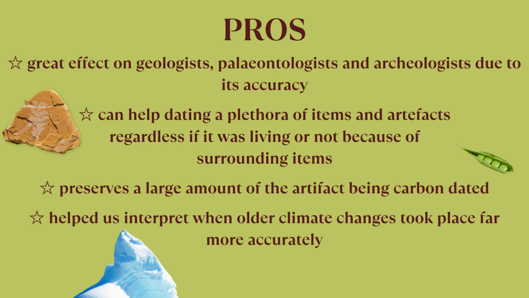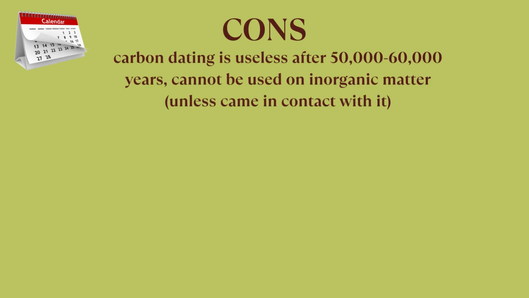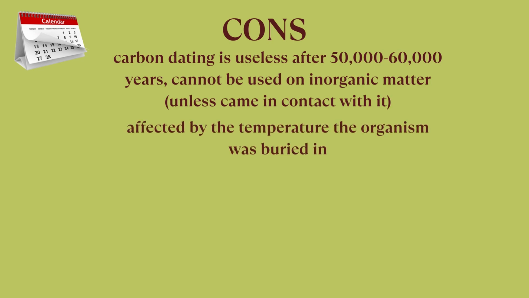What are the limitations and cons to the method? To start off, carbon dating is useless after 50,000 or 60,000 years because so little carbon-14 is left on the sample that calculating age accurately is no longer possible. Carbon dating also cannot be used on inorganic matter, with few exceptions if it came in contact with organic matter, for example. Examples of matter that could be tested, however, are wood, cloth, bones, and fossils.